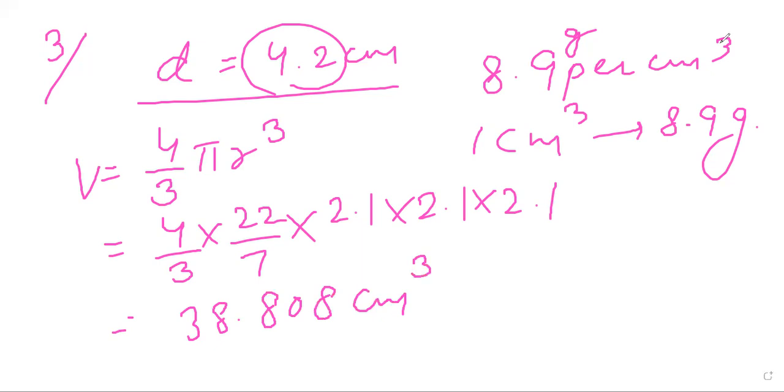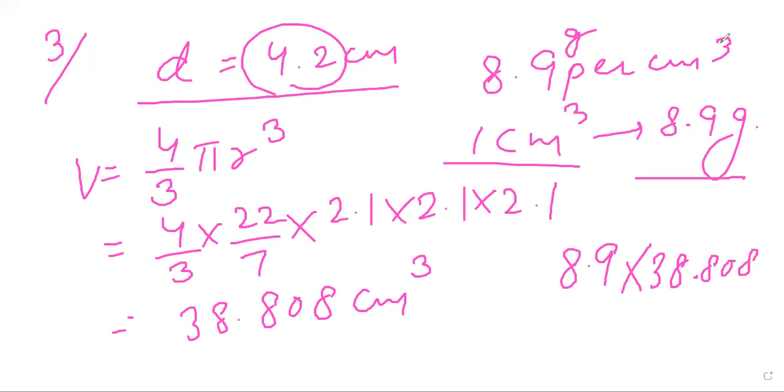the volume of the sphere, and then you have the density given, like 1 सेंटीमीटर क्यूब का वेट गिवन है आपको, और आपको टोटल मास ऑफ मेटल फाइंड आउट करना है. टोटल मास कैसे फाइंड आउट करेंगे? 1 सेंटीमीटर क्यूब 8.9 ग्राम वेट है, तो 38.808 का कितना होगा? 8.9 इंटू 38.808 ग्राम. After multiplying it, you will get the total weight of the ball. Fourth question.